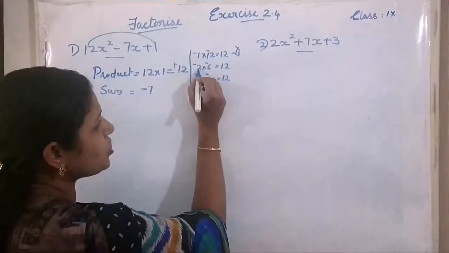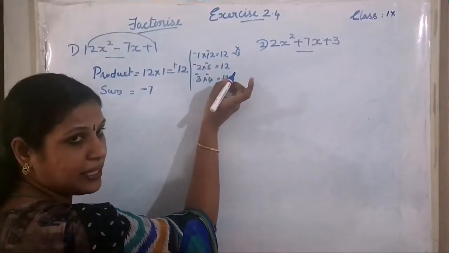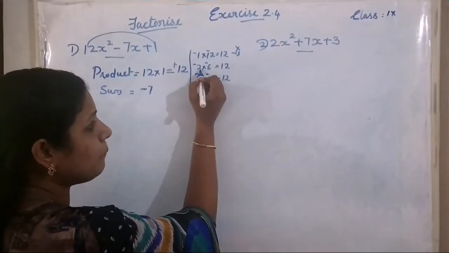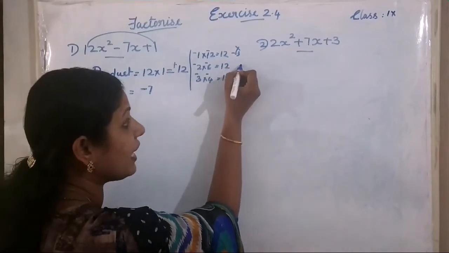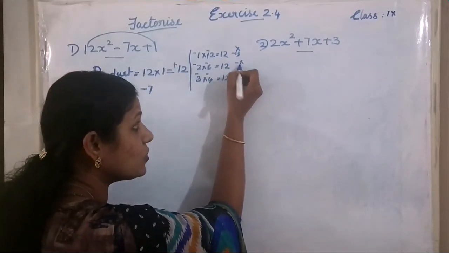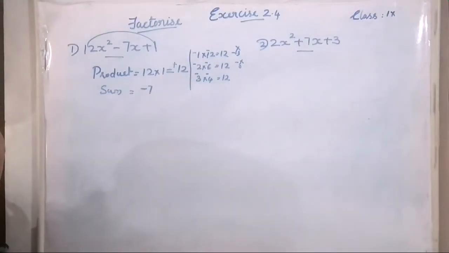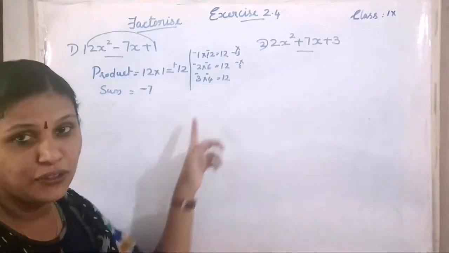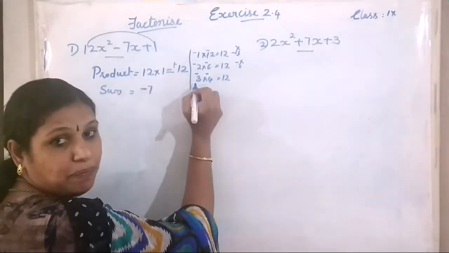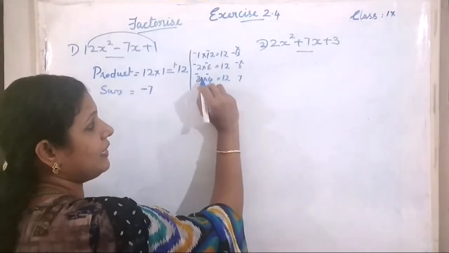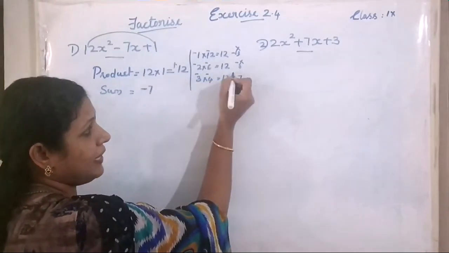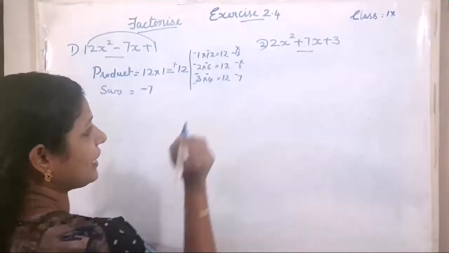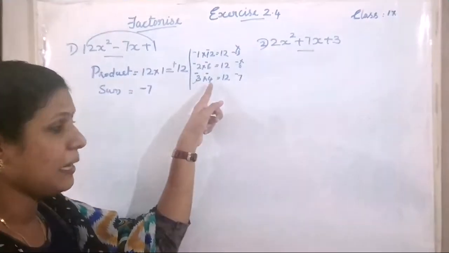Now 2 into 6 is 12, we get the product as plus 12. Then for minus 7, 2 plus 6 is what? 8, minus 8. This is also not possible in this case. Then 3 into 4 is 12. Then 3 plus 4 is 7, and here the sign is minus, so we get minus 7. So the numbers we need are minus 3 and minus 4.